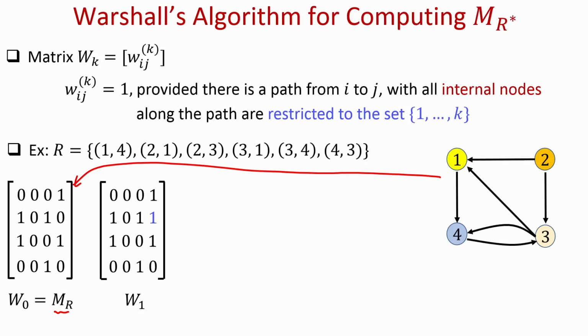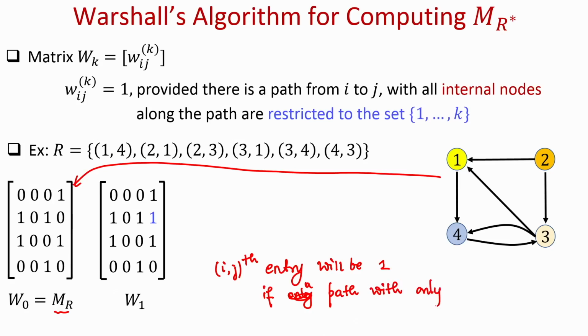Forget about it. The interpretation of the W1 matrix is that the i comma jth entry will be 1 if a path with only node 1 as an intermediate node is present from i to j.